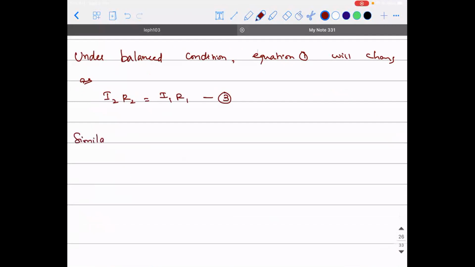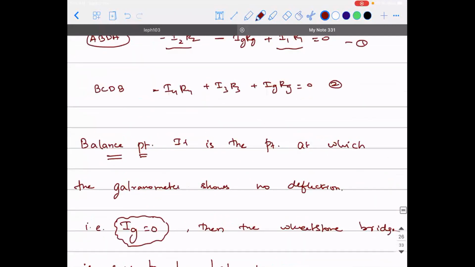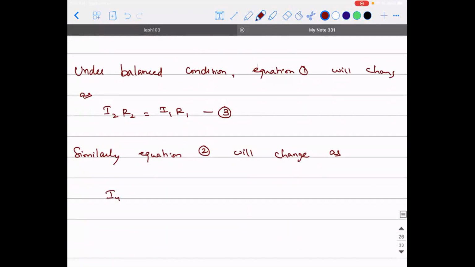Similarly, equation 2 will change as. So what will happen to equation 2? Equation 2 will change as I4 into R4 is equal to I3 into R3. Let me call this equation number 4.